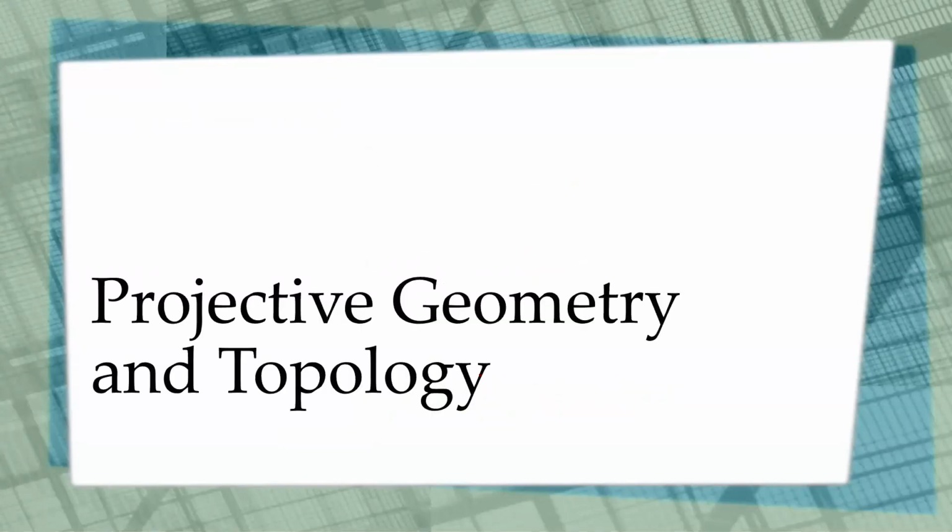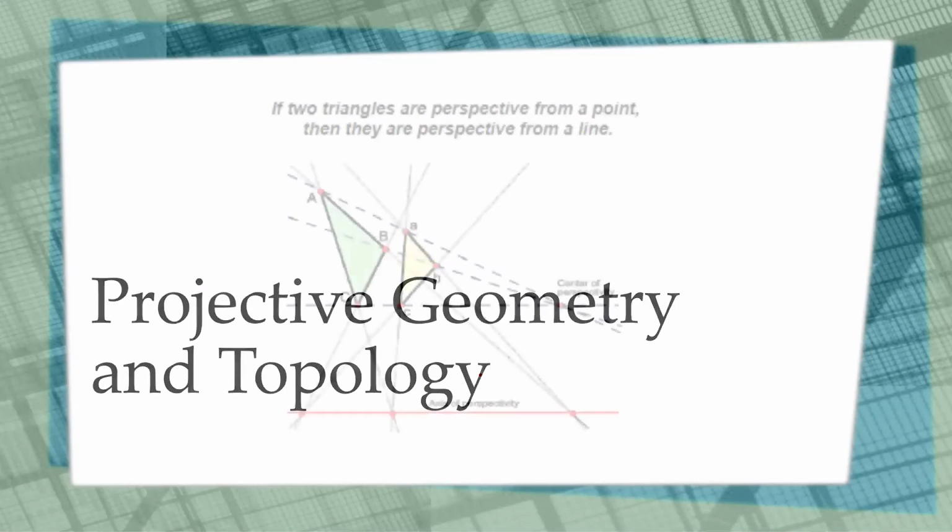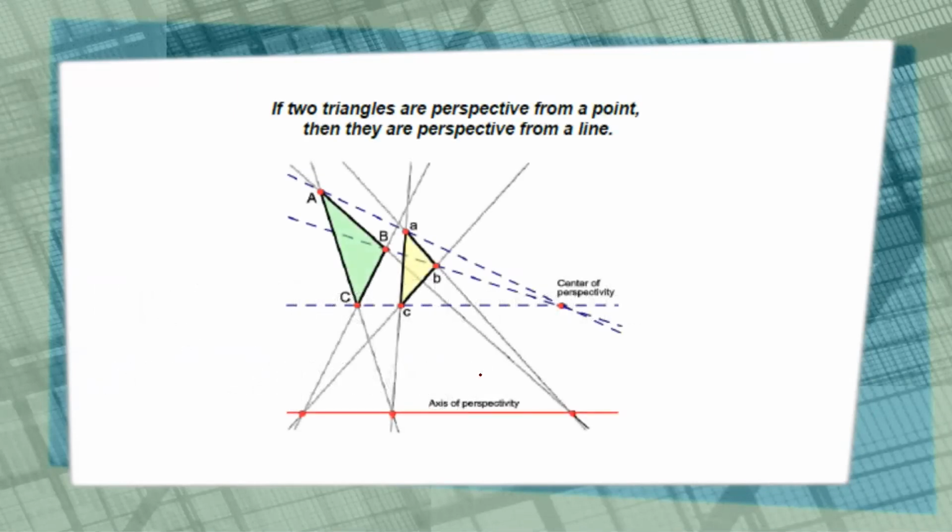Projective geometry and topology. So, makita na natin na merong mga geometry pala that do not follow the fifth postulate. That leads us to projective geometry and topology. So, example dyan is yung axis of perspective. So, very important ito actually sa work of art. Okay? Because it gives us the illusion of distance. Okay?